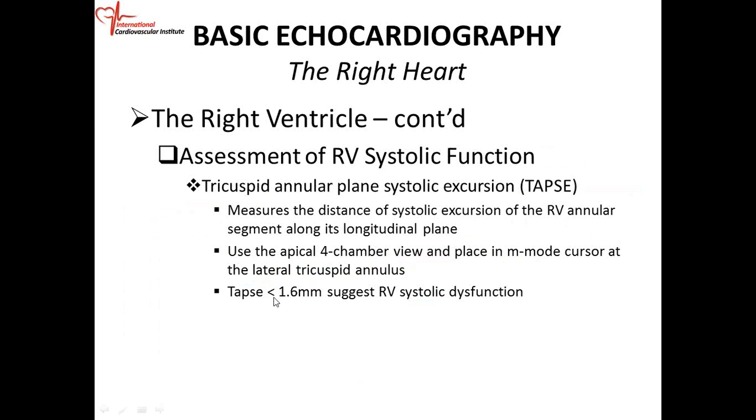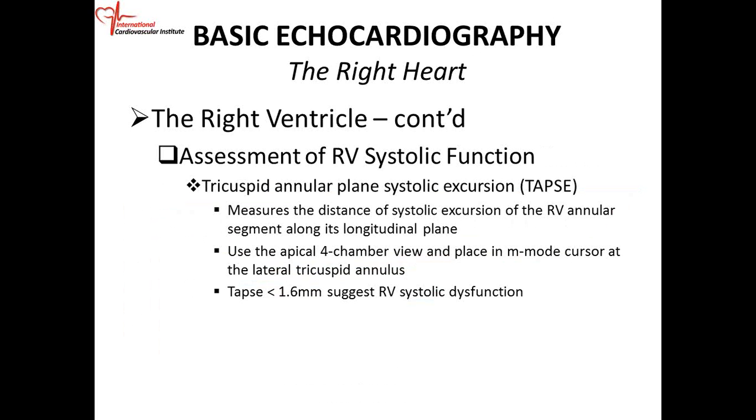It should be greater than 15 millimeters. The TAPSE should be greater than 15 millimeters. If TAPSE is less than 16 millimeters, it's abnormal. It suggests RV systolic dysfunction. Again, if TAPSE is less than 16 millimeters, it suggests RV systolic dysfunction.